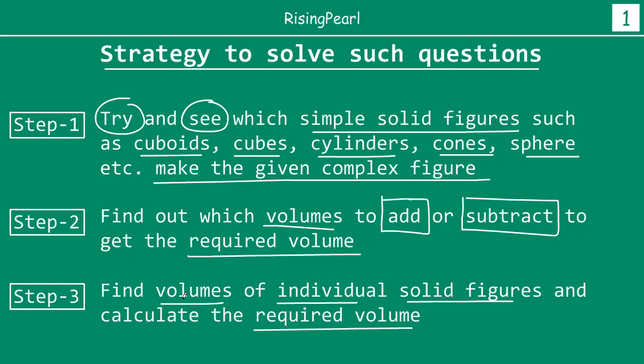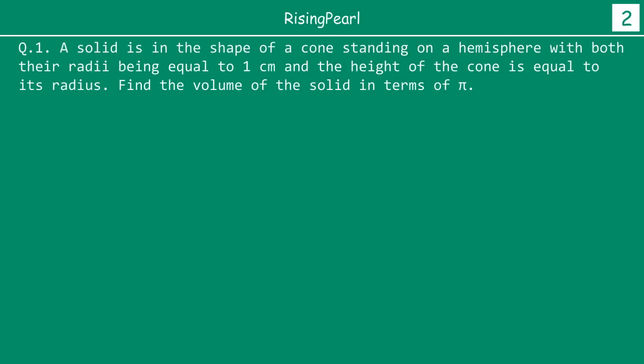Now, as you can recall, we know how to calculate volume of cuboids, cubes, cylinders, cones, spheres, hemispheres, etc. from our earlier grades. We will use those formulas to calculate the volume of individual solids, right? And then we will use step 2 to find out which volumes we should add and which volumes we should subtract, and using step 2 then we will calculate our required volume that is being asked in the question. Now let's put this theory to test and solve some real questions.